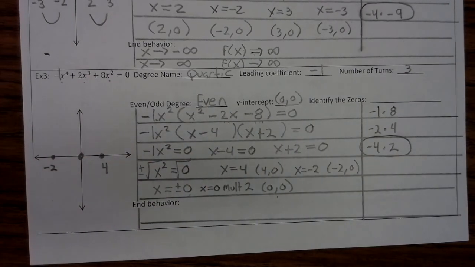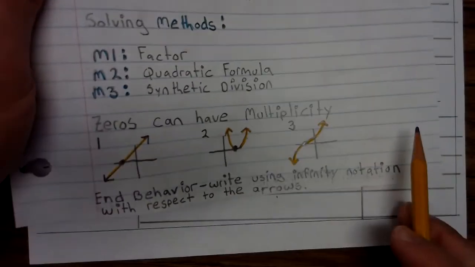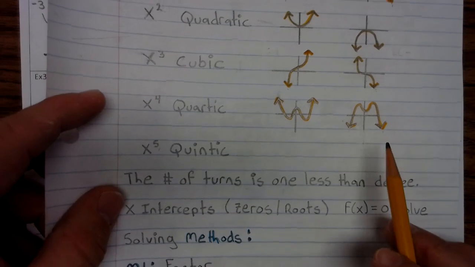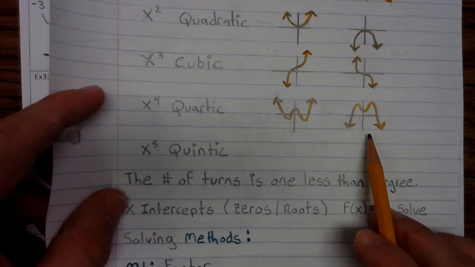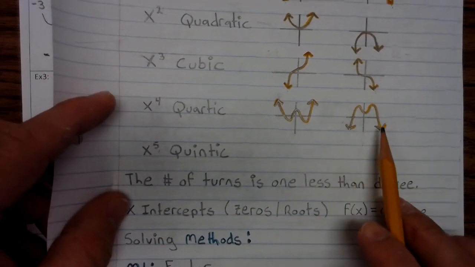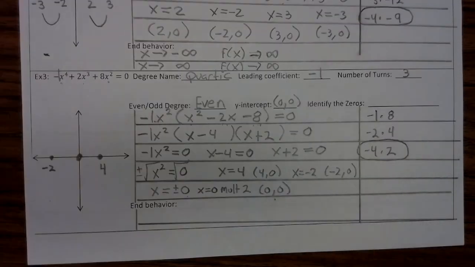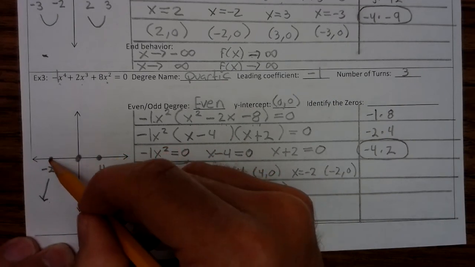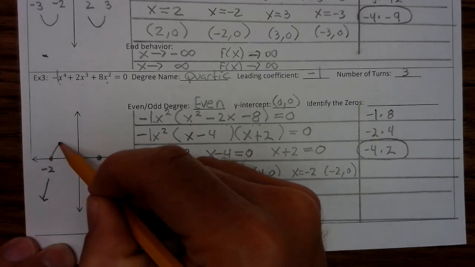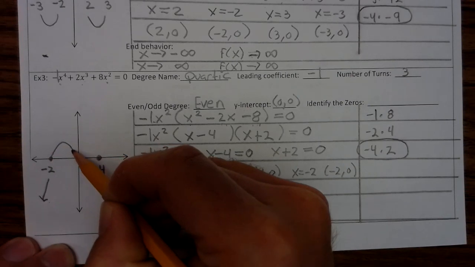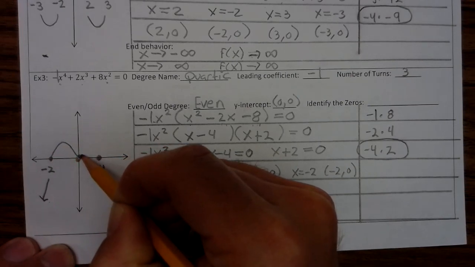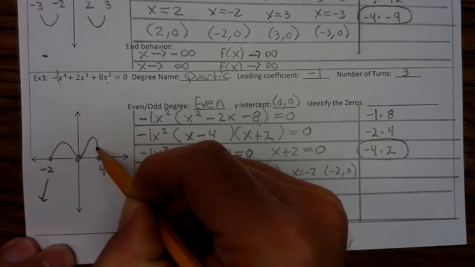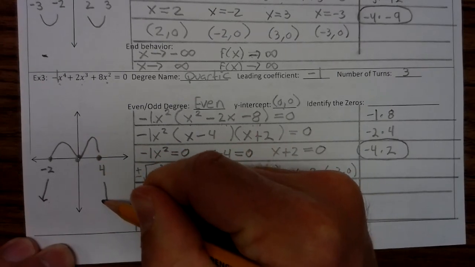Now, our leading coefficient is negative, so it's going down. This is the general direction of our graph. So we're here, we go up. Now it's going to turn 3 times. So we go up, there's one turn. It touches and turns, there's 2 turns. And it turns back down, so there's 3 turns.